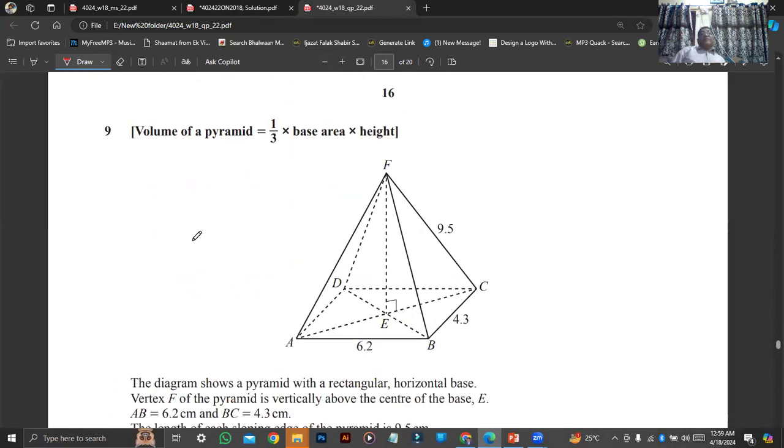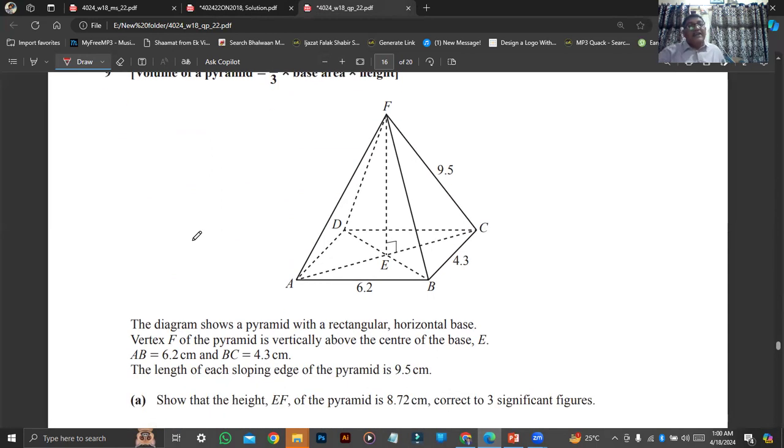He says the volume of a pyramid is equal to 1/3 multiplied by base area multiplied by height. The diagram shows a pyramid with a rectangular horizontal base. The vertex F of the pyramid is vertically above the center of the base E. AB is 6.2 and BC is 4.3. And he says the length of each sloping edge of the pyramid is 9.5 centimeter. Show that the height EF of the pyramid is 8.72 centimeter, correct to 3 significant figures.